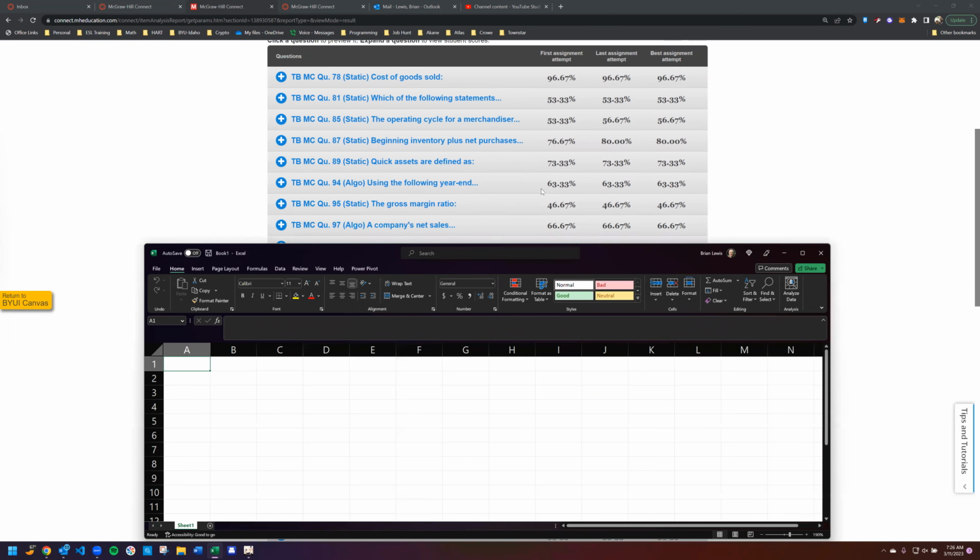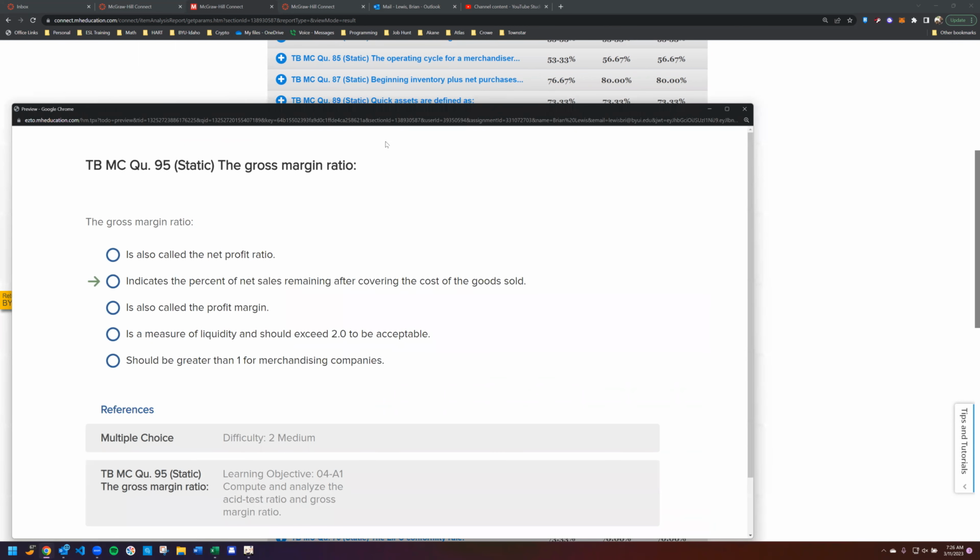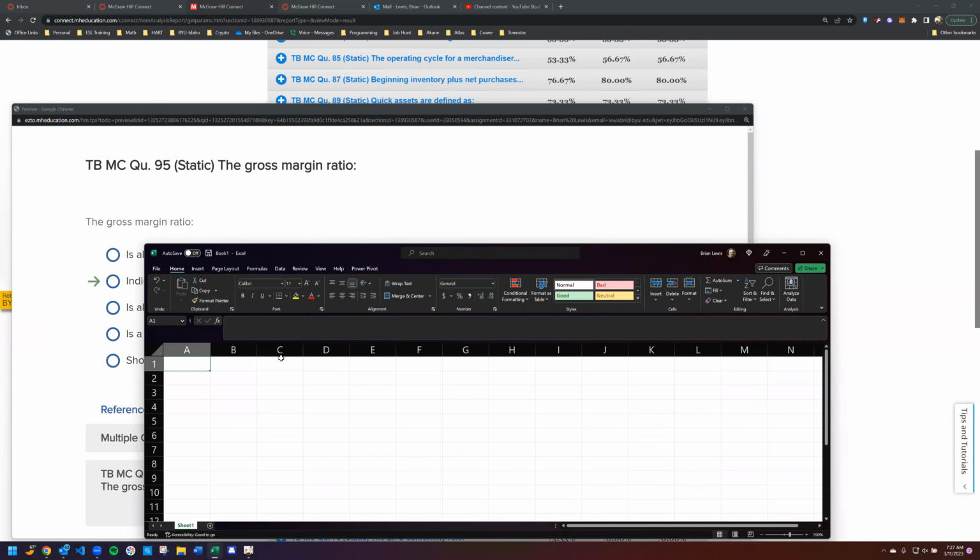Okay, so I think the first one I saw here was number 95, the gross margin ratio. This one's more of a word problem, right? So nothing to work out except just in your mind. Let's put this in context. What is the gross margin ratio? You have revenue, you have cost of goods sold, and you have your gross margin, right?